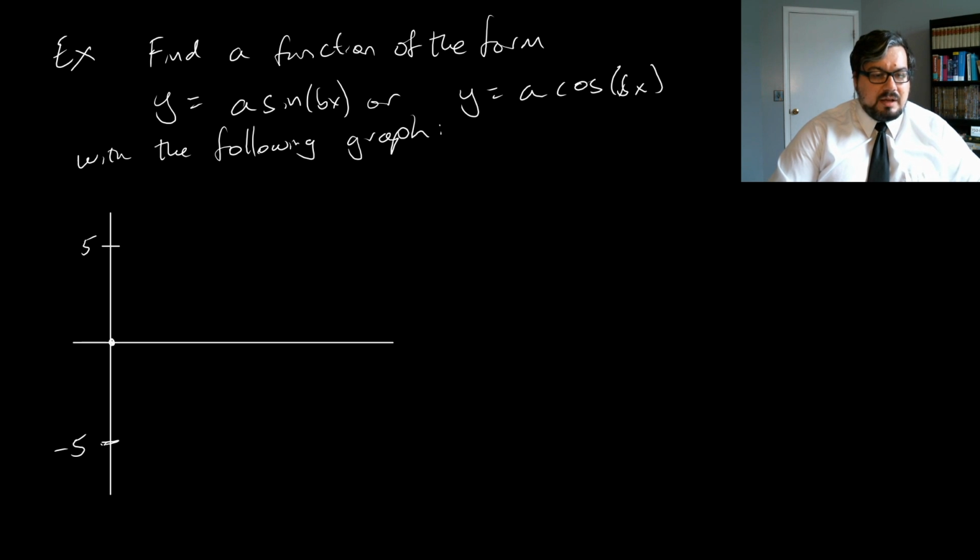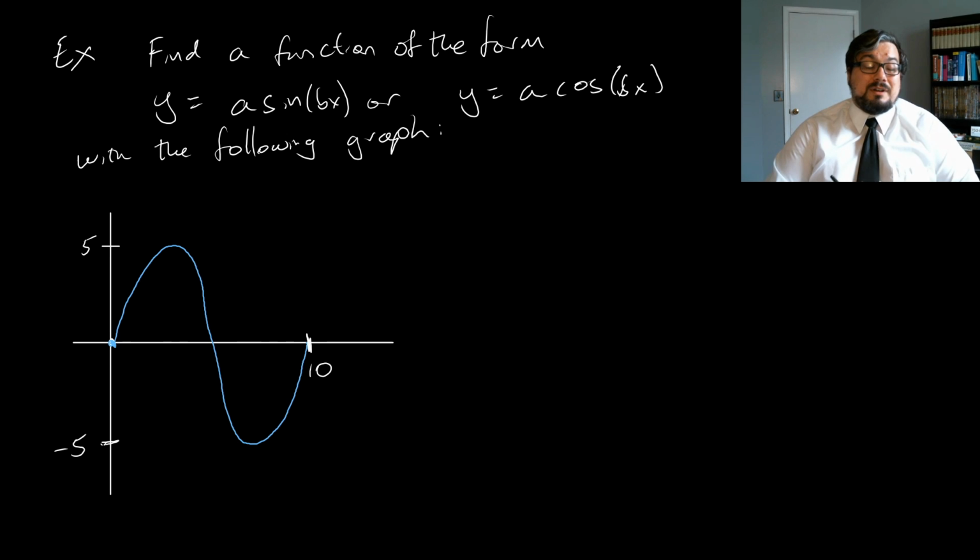So let's say I've got a graph that looks like this. It starts at the origin, goes up to 5, comes down here to -5, gets here, and this point right here is at the coordinate 10 along the x-axis. So when working out these problems, there are a few things that we need to check. The first is to check, are we dealing with a sine or a cosine function?